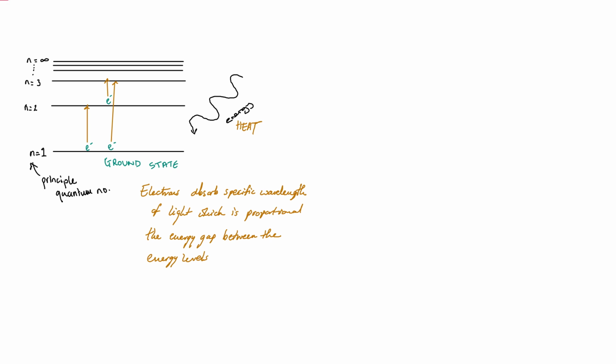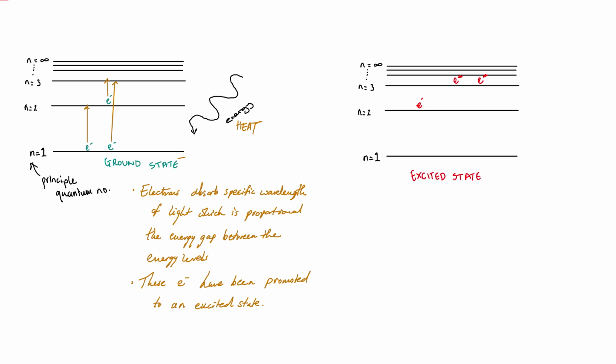These electrons have been promoted. So worth just writing, these electrons have been promoted to an excited state. Now basically it means they can't stay like that forever. So when you are heating it, these electrons are spontaneously moving up to the relevant energy levels, but they won't stay there for long. So here on the right hand side are my excited electrons.